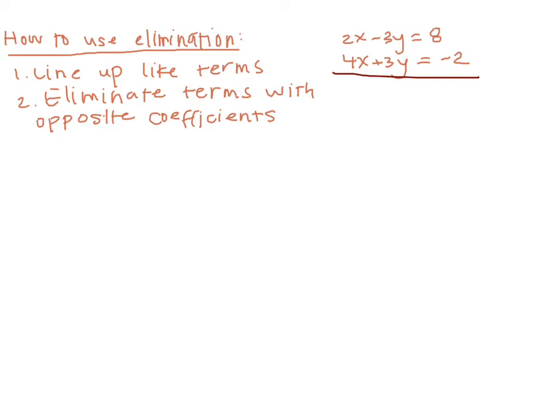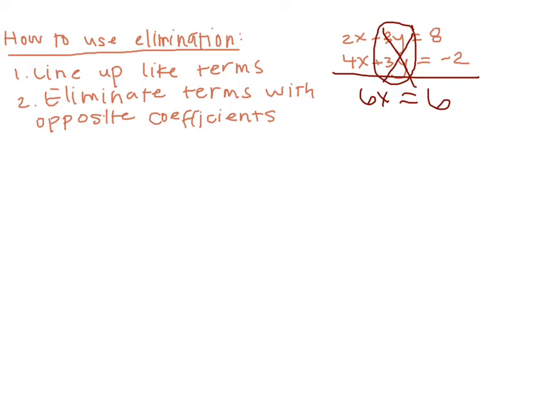If you look at our x terms, the coefficients are 2 and 4. On our y terms, we have negative 3 and positive 3. Those are opposites. They're the same number, but one is positive and one is negative. When I combine those together, negative 3y plus 3y would give me 0. So I have eliminated that. Now I need to combine everything else. So we'll combine 2x plus 4x, which is 6x. Bring down the equal sign. 8 minus 2 is 6.